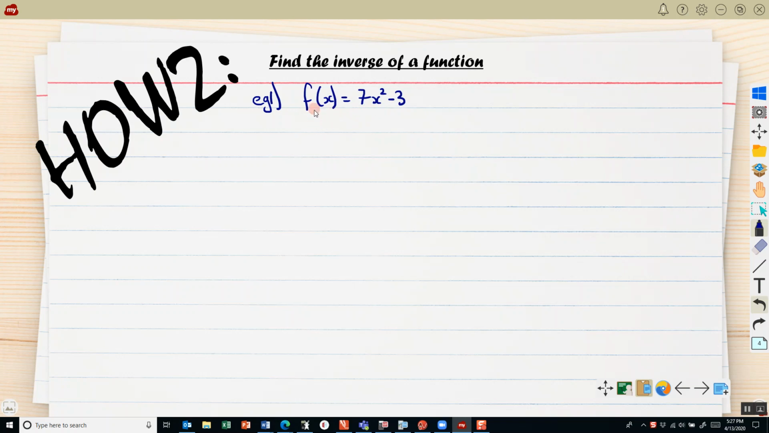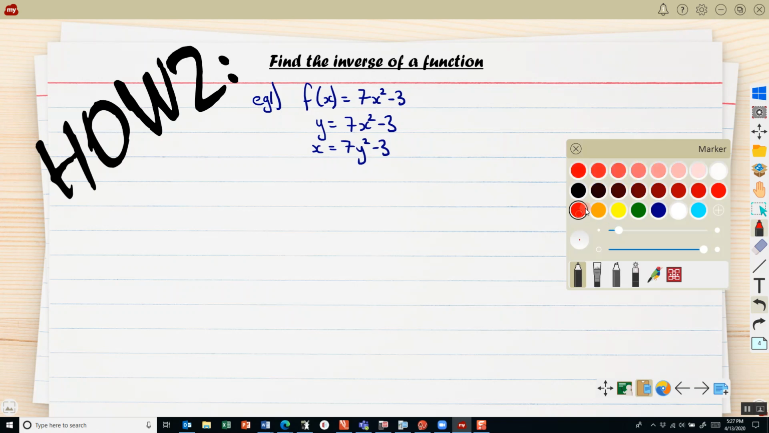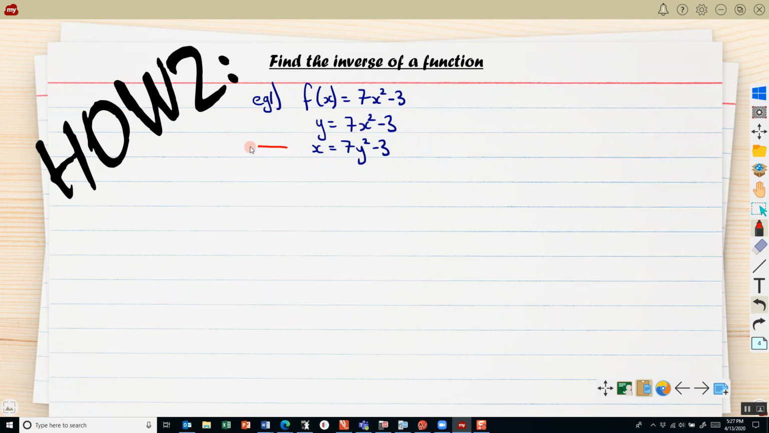So first step, we rewrite, change our f of x to y, and then swap our x's and y's. And you get a mark for doing that, in IB at least. Okay, your next step is then that you want to rearrange for y.